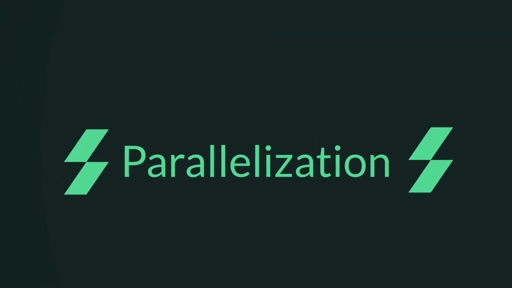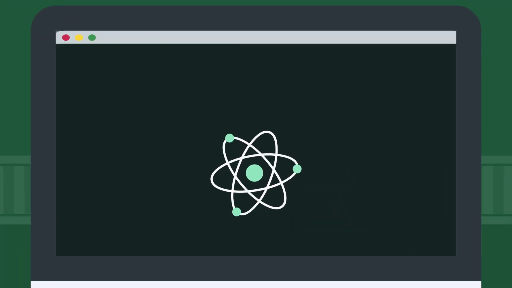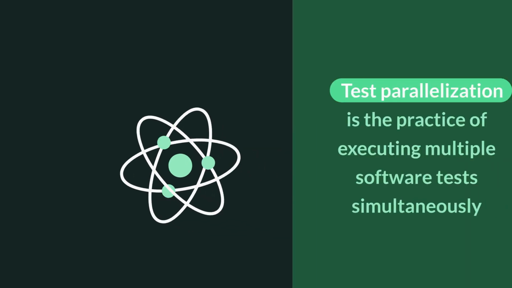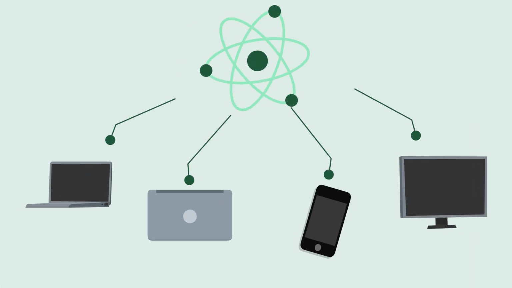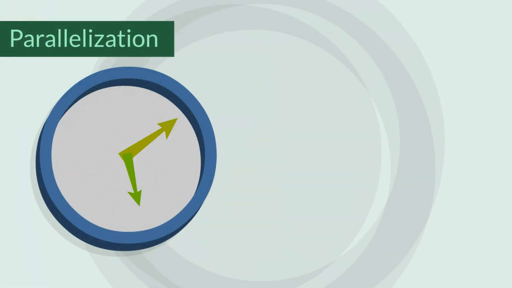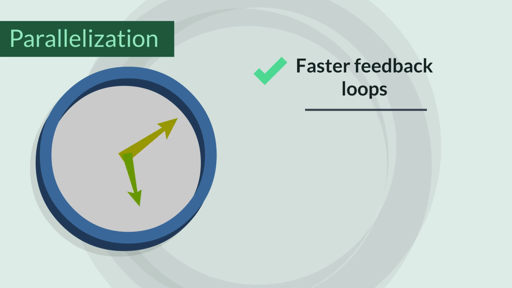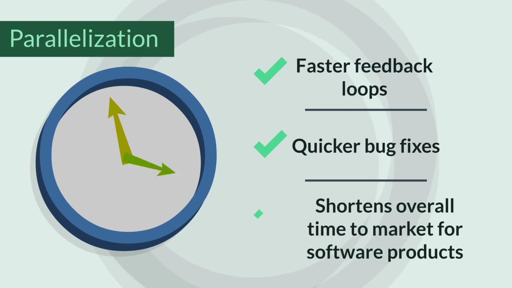Now, let's talk about parallelization. So, what is parallel testing? Test parallelization is the practice of executing multiple software tests simultaneously. By executing tests concurrently, your organization can complete the testing process much faster compared to sequential testing methods where one test needs to run after another.